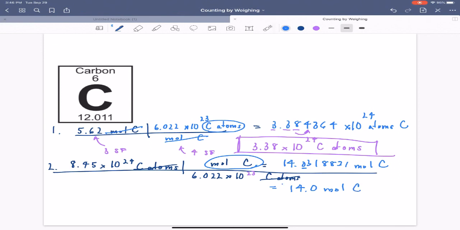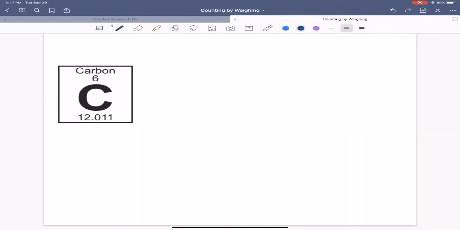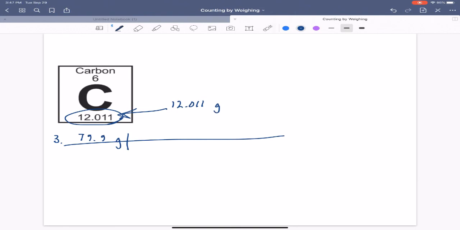So I didn't need to use the periodic table so far because I was going from the group to the pieces and then from the pieces to the group. But now the questions are going to ask things about mass. Okay, now we're going to do number 3, and this time we do need the periodic table. We're starting with 79.9 grams of carbon, and we're headed to moles. So now I need to use this number, and I'm going to interpret it as 12.011 grams in a mole. But that's only true for carbon.